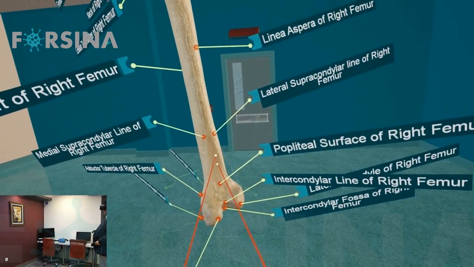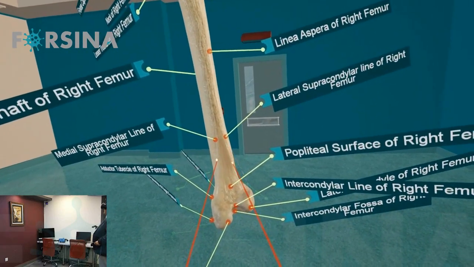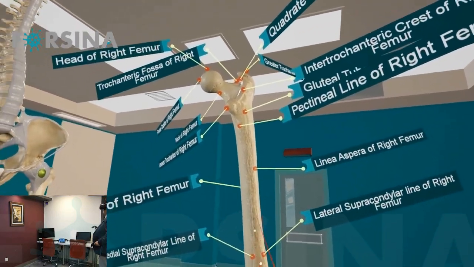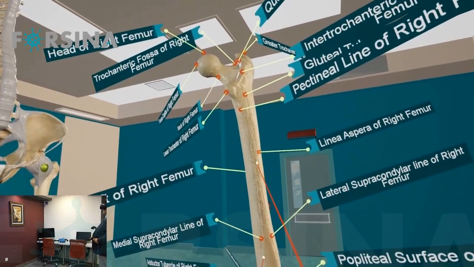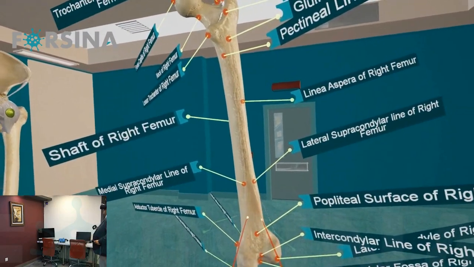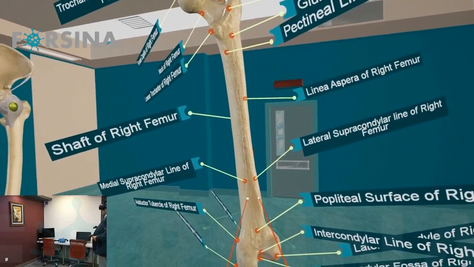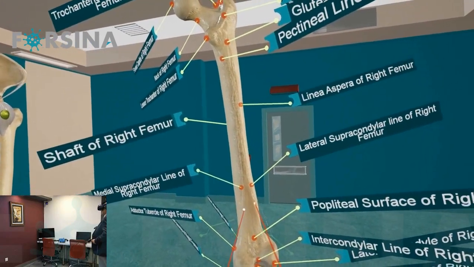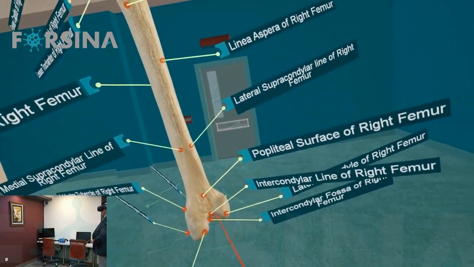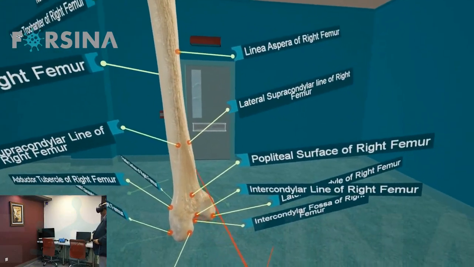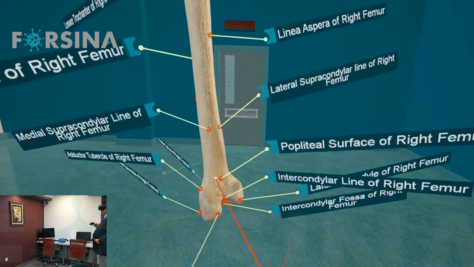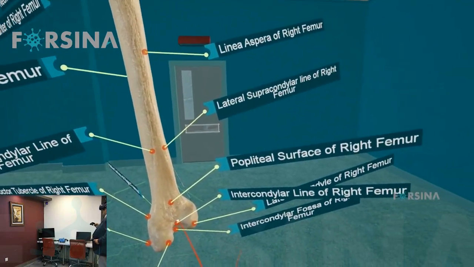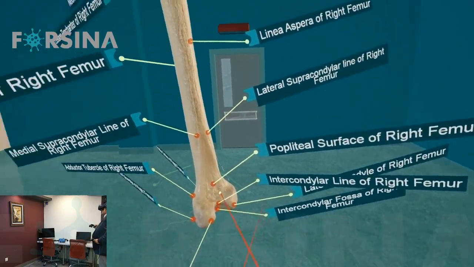intercondylar area here, and of course there are supracondylar lateral and medial ridges, we call them, on the posterior surface. So the linea aspera in the middle divides into two supracondylar ridges, lateral and medial. The one near the head here on the medial side is the medial. On the other side, it's the lateral. And between them, as you can see, the popliteal surface of the femur. We'll talk about it later on. And of course, finally, you would see the intercondylar line of the femur.